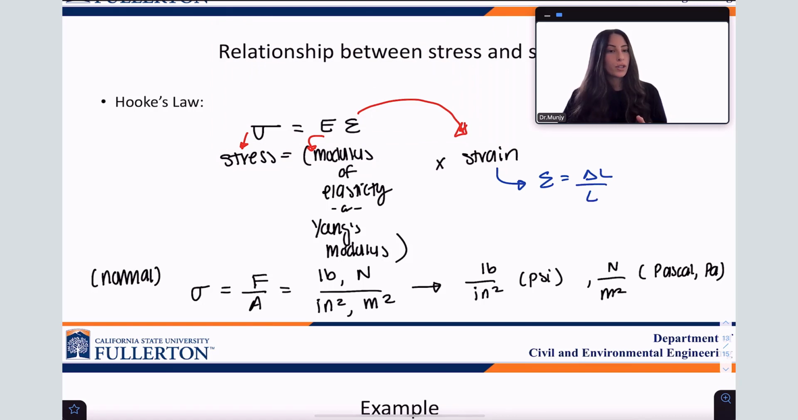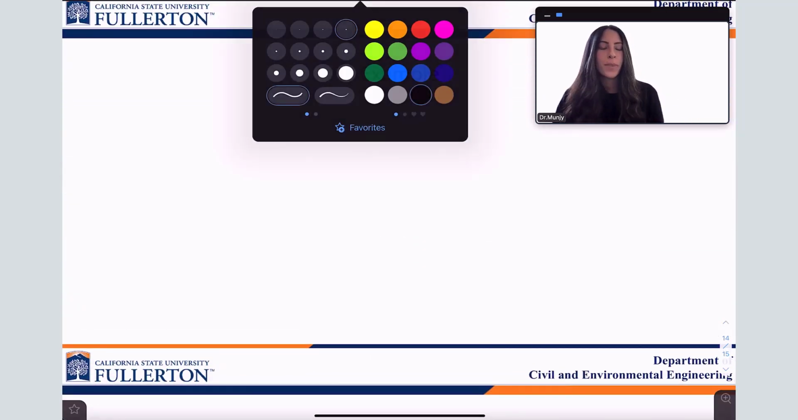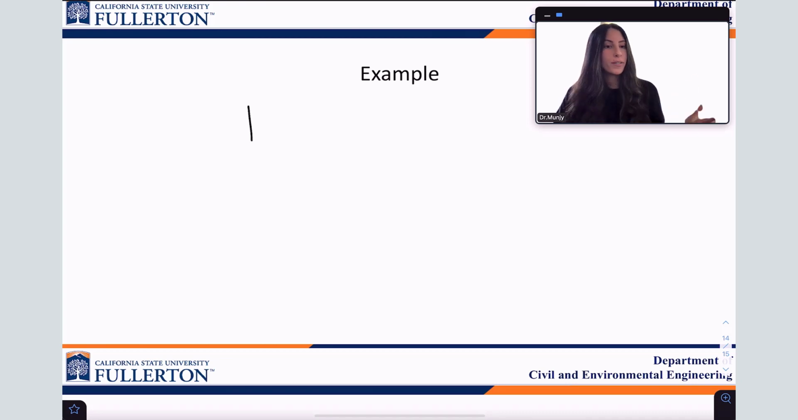When we're talking about strain, we'd have delta L over L. Change in length is in inches, or a measurement, and L is in inches. So technically this is unitless, but we would still use inches per inch or millimeter per millimeter when we're kind of going over this problem. So let's now put all of this information together and try out an example.